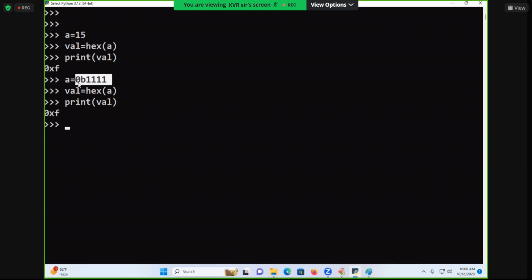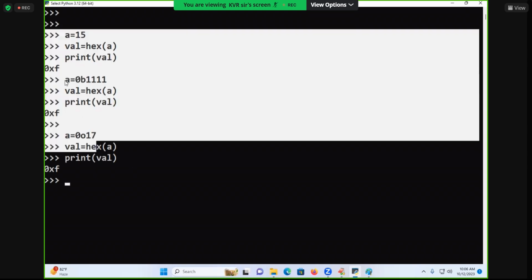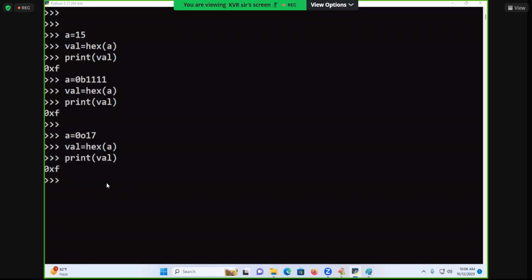What is this data called? Binary. Binary to decimal is 15. 15 to hexa is what? 0xf. Got it, guys? Next, one more I will take. 0o17, octal. Print of this value. 0xf. So you got the data of this.